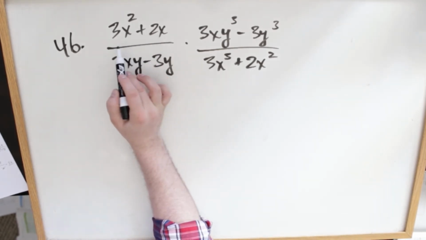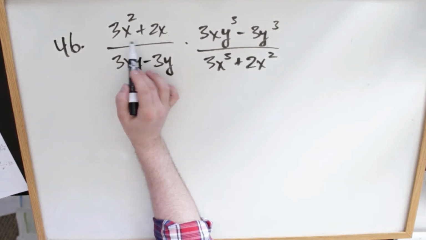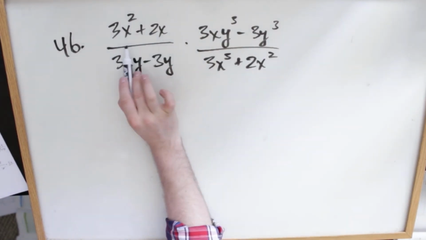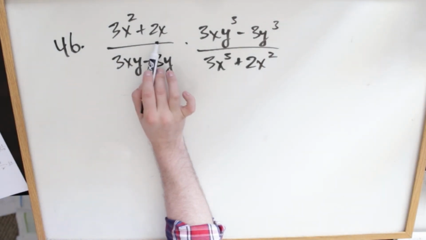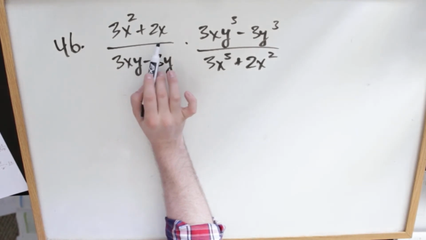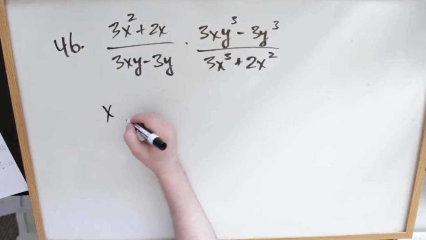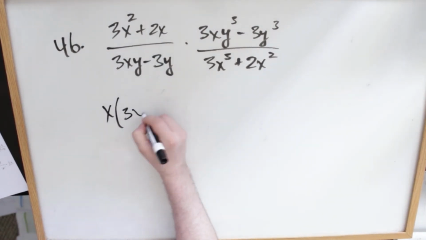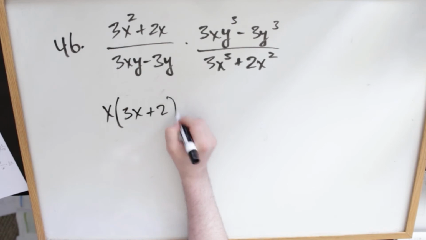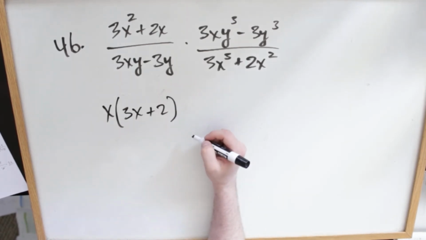Again, we're going to work on the mental side of things. 3x squared plus 2x. What do you see that is in common in both of those pieces? You see an x. There's an x squared here and an x there. So we're going to pull the x out. And what's left is just a 3x. We're going to reduce that down by 1 plus 2. Okay?